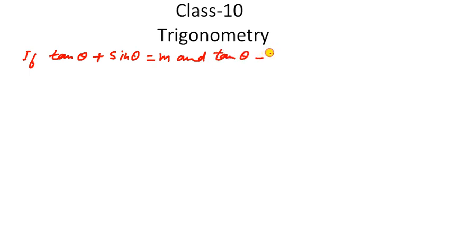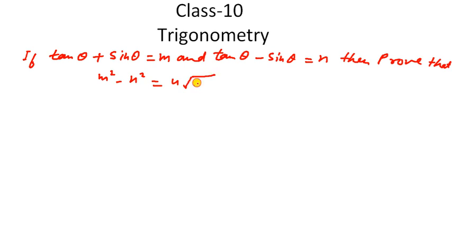Now the question is: if tan theta plus sin theta is equal to m, and tan theta minus sin theta is equal to n, then prove that m square minus n square is equal to 4 under root of mn.